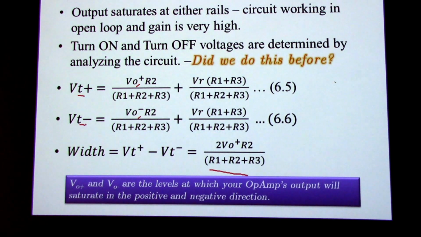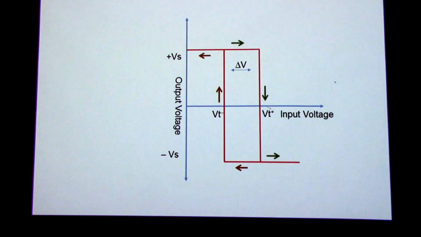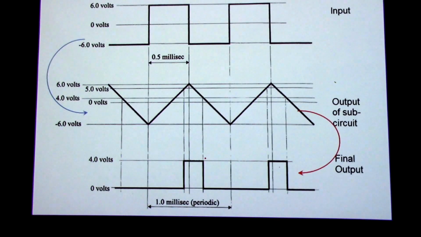The Vt plus and Vt minus is here and here, and these are the output saturation and output saturation in the negative way. So this is the hysteresis loop that we saw before.